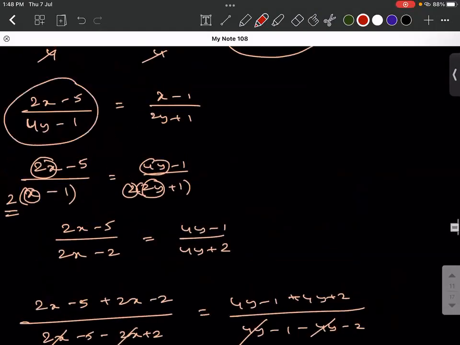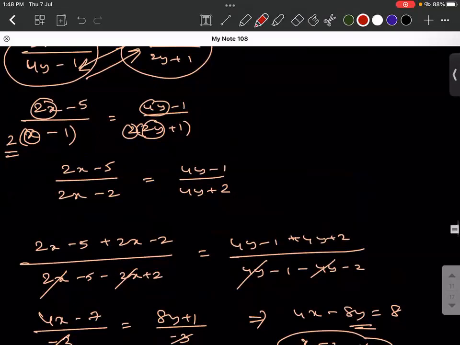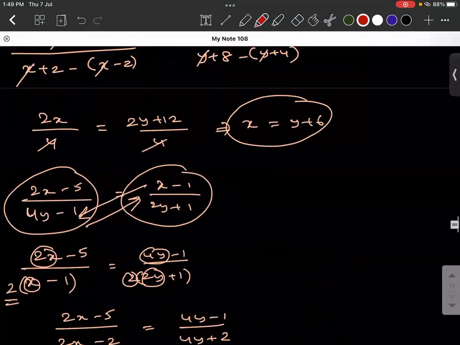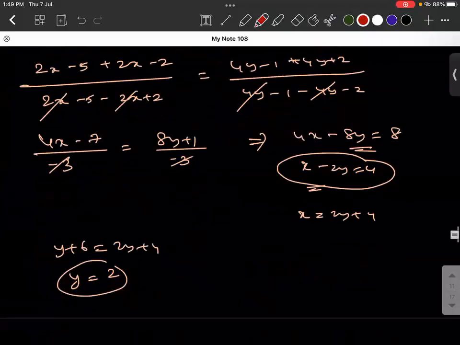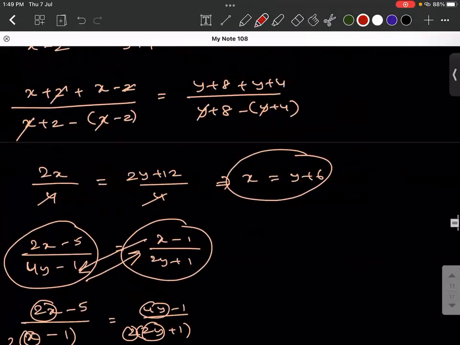See, this is the question. I brought this side, cross multiply. So after I cross multiplied, I multiplied with 2 on both the sides. So (2x minus 5 plus 2x minus 2) divided by (2x minus 5 minus 2x plus 2) is equal to... x is equal to y plus 6. It's plus 6 only, no?